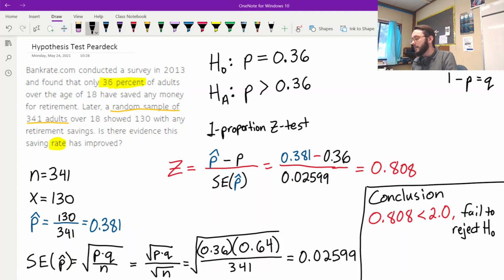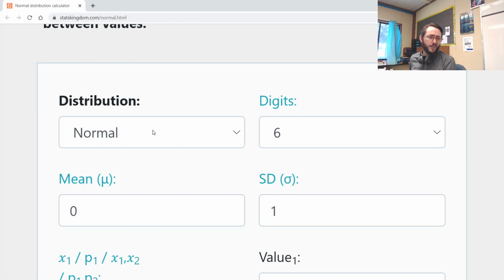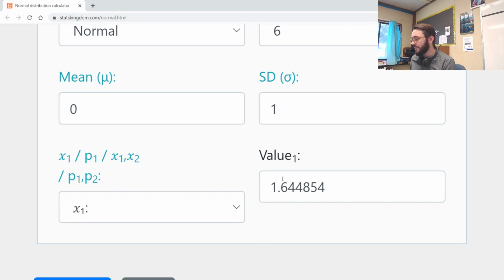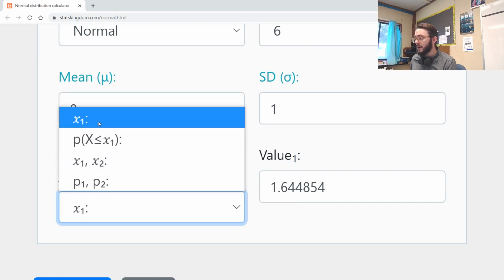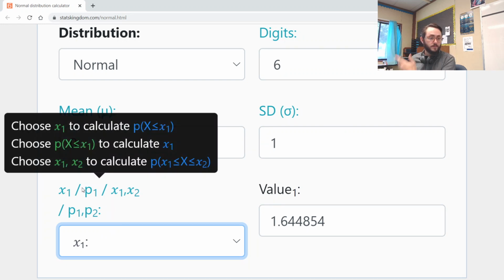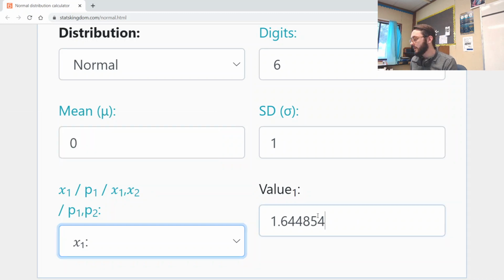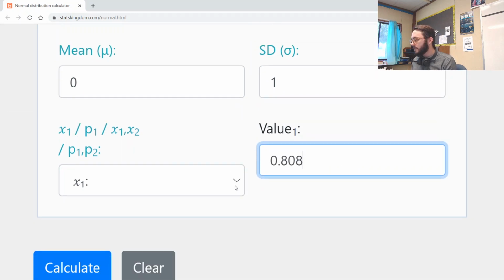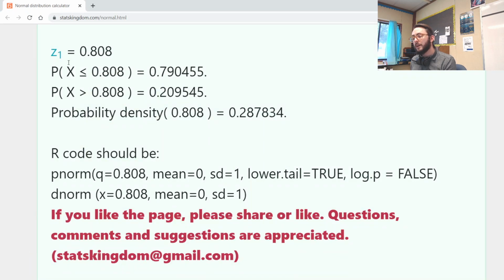Now, the other way we can do it is to calculate the p-value. You could go into the z table and look it up, or you could just bring this up. We're just going to deal with the normal distribution, mean of 0, standard deviation of 1. And we just want one x value to calculate the probability. So we had 0.808, calculate, and here we go. It even corrects it to saying z instead.